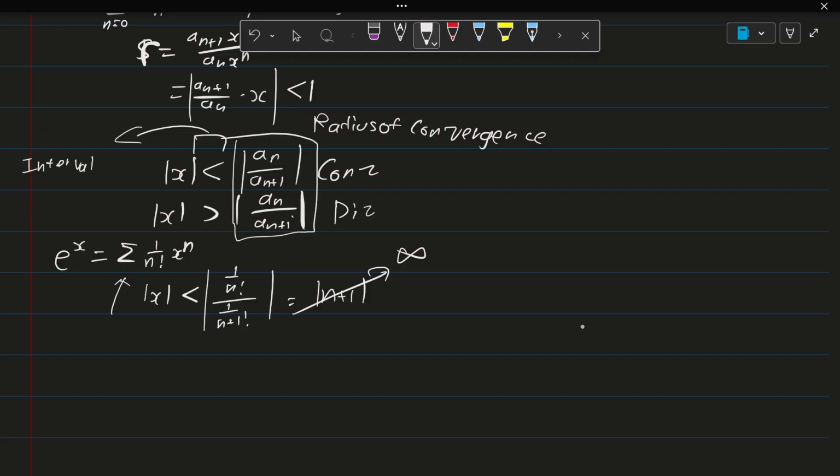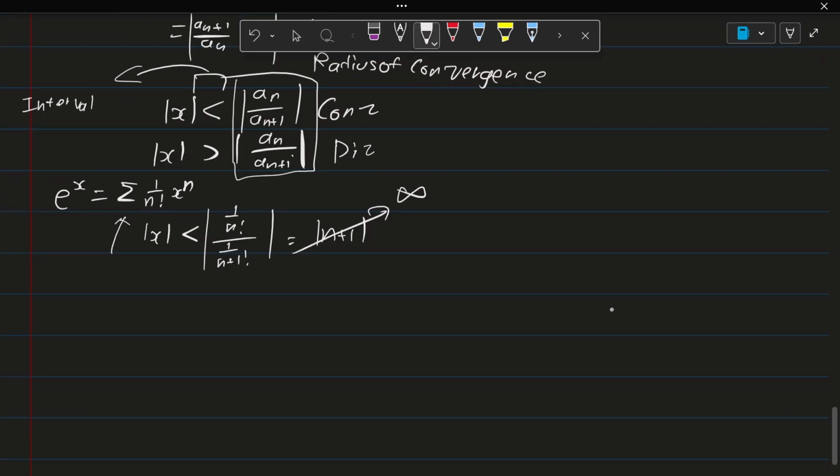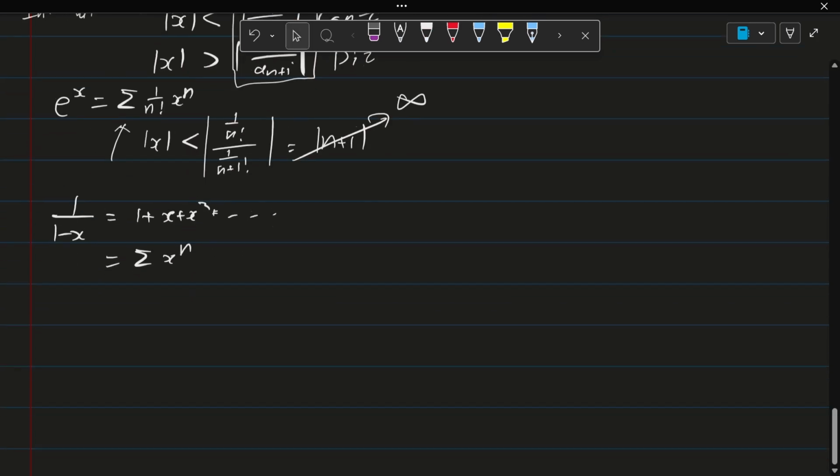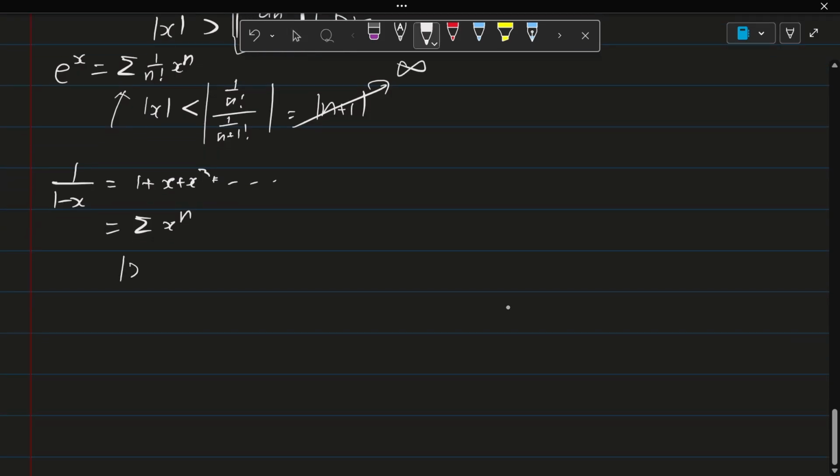But let's say you have a certain function, let's say 1 over 1 minus x. So this turns out to be 1 plus x plus x squared and so on. Or this is the sum of x to the power of n. So if you try to check this infinite series, the radius of convergence is 1. So this power series is only viable when x is between -1 and 1.